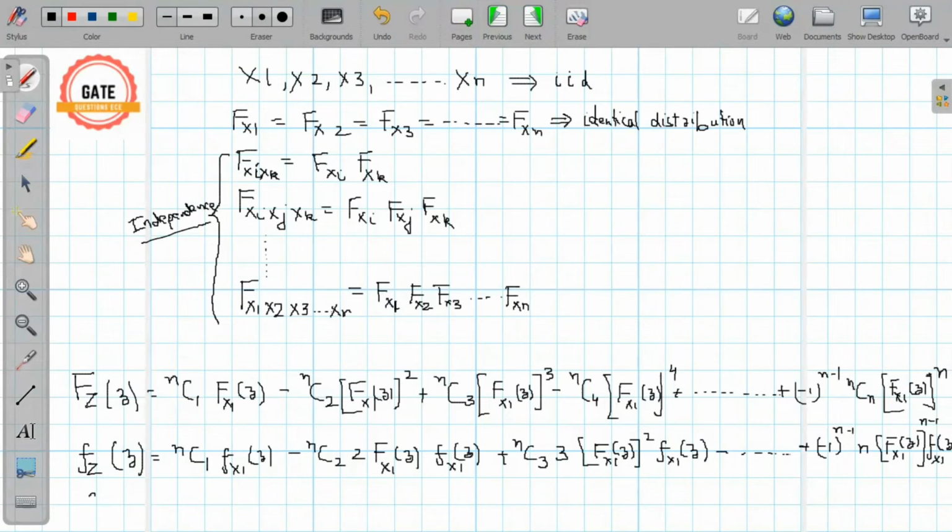So this we can write f of z. For the simplicity of writing, I will not be writing this bracket and z sign in all these. So we can write f of z is equal to nC1, its value is n, and this we can write F_X(1) minus nC2, which is n into n minus 1 divided by 2 factorial. So 2 factorial is 2, into 2 times F_X(1) squared into small f_X(1). Next term will be nC3.